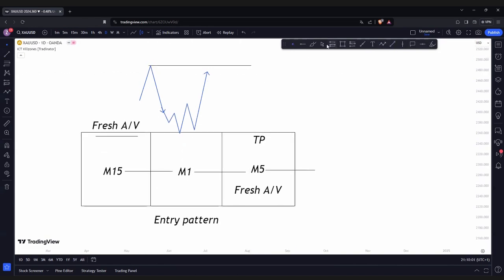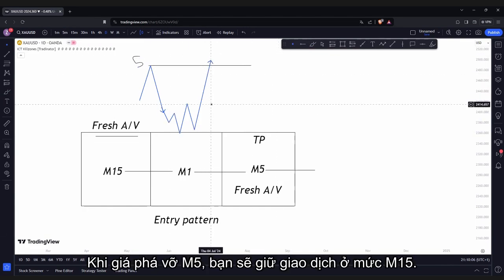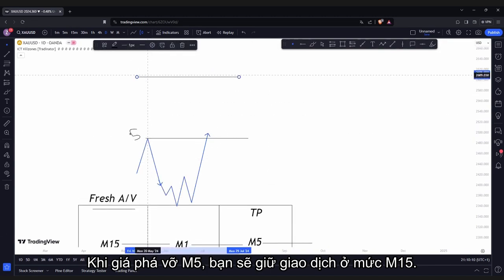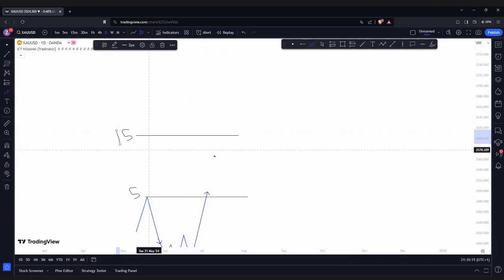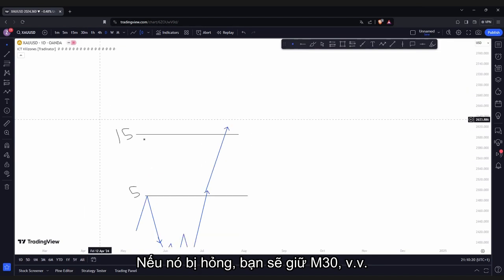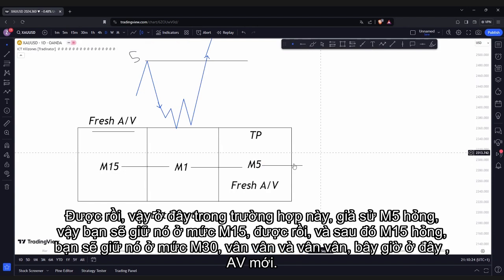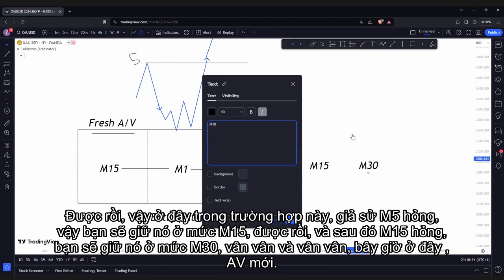This is your M5. Okay, this is M5, and then price broke it. Once price breaks the M5, you're going to hold the trade to an M15 level. Okay, you're going to hold the price to an M15 level. So if that M15 level rejects, then you're going to TP. If it breaks, you're going to hold to M30, so on and so forth. Okay, so here in this case, let's say M5 broke, so you're going to hold it to M15. Okay, and then M15 breaks, you're going to hold it to M30, so on and so forth.